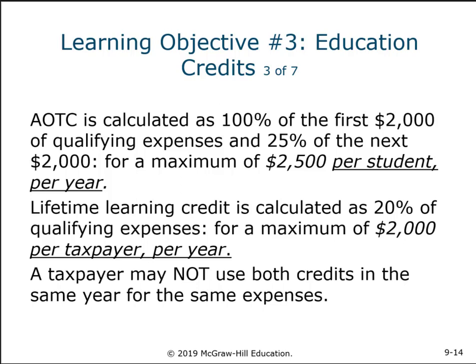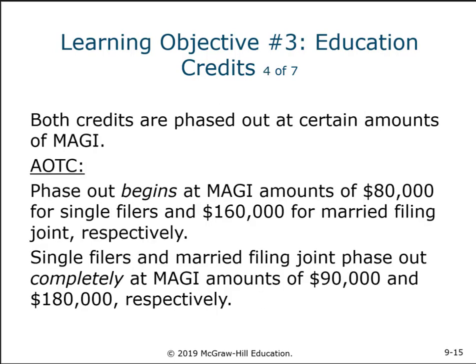On the other hand, Lifetime Learning Credit is 20% of qualifying expenses up to 10,000. So its maximum credit is 2,000. That's per taxpayer. So you can't do it for each child; your maximum is 2,000 for all of you, your spouse, and your dependents. And you can't use both credits in the same year for the same expenses. So you've got to pick the one that's going to be most beneficial for your client.